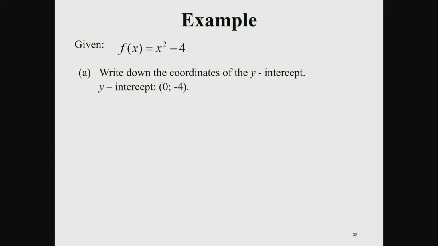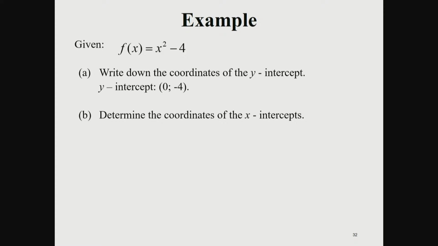Good. Therefore, we must write the coordinates. At that point, x is 0, and y is minus 4. Do we have it? Yes, I can see the smile. You are very, very correct: x is 0, y is minus 4. The second one is to determine the coordinates of the x-intercepts.